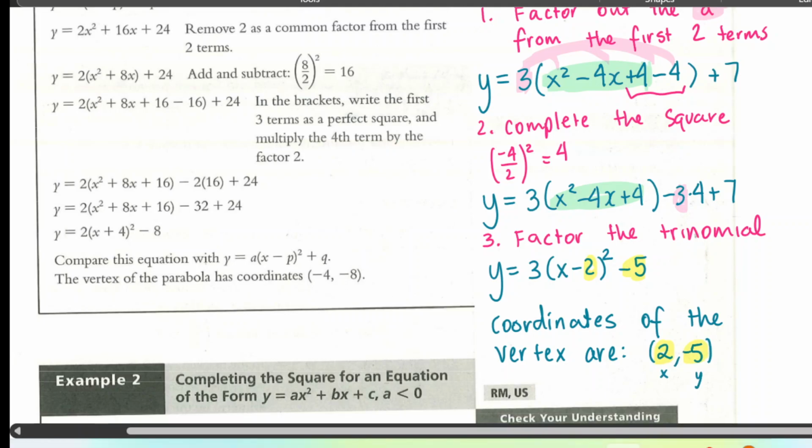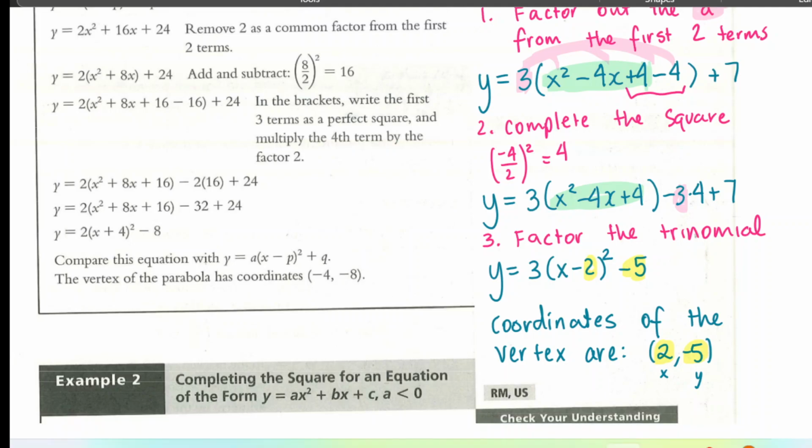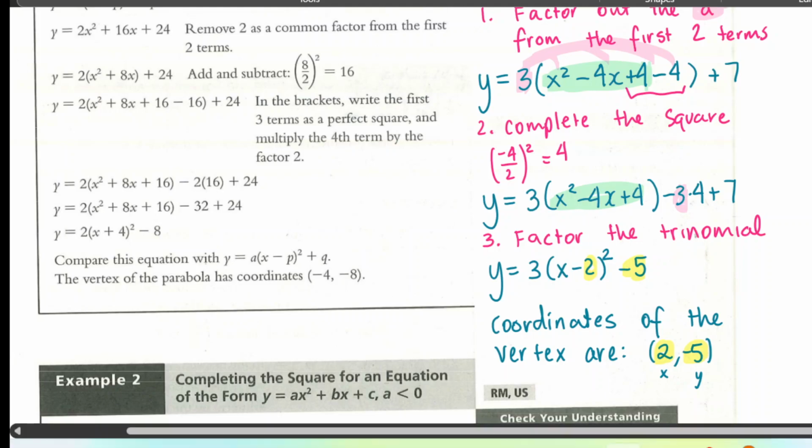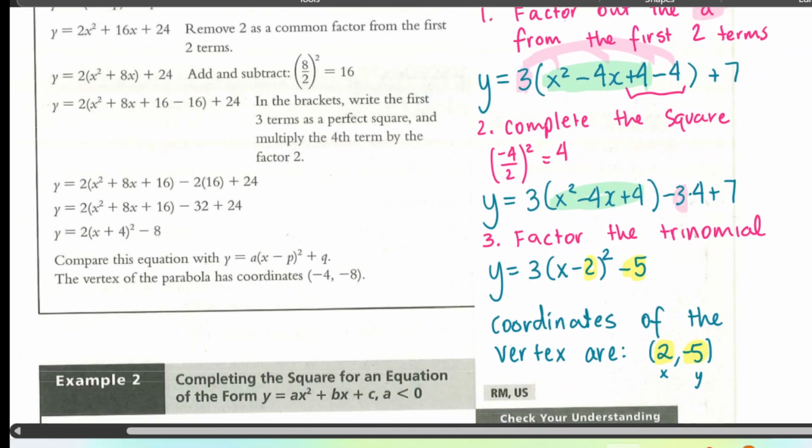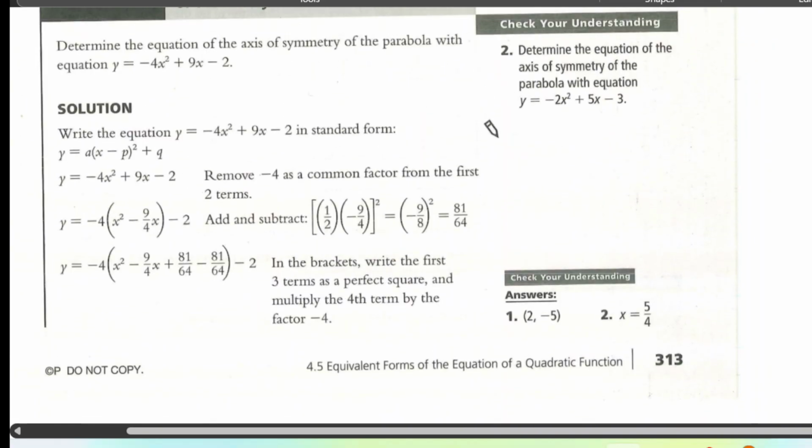Okay, we're going to do this 2 more times. We have 2 more examples with slightly different conditions that we're starting out with, but those same 3 steps are going to happen every time. So we're first going to factor out the a. You don't have to do that if there's a 1 as the a coefficient, but you do if it's not a 1. Then we're going to complete the square, and then we're going to factor the trinomial. Okay, so 2 more examples.